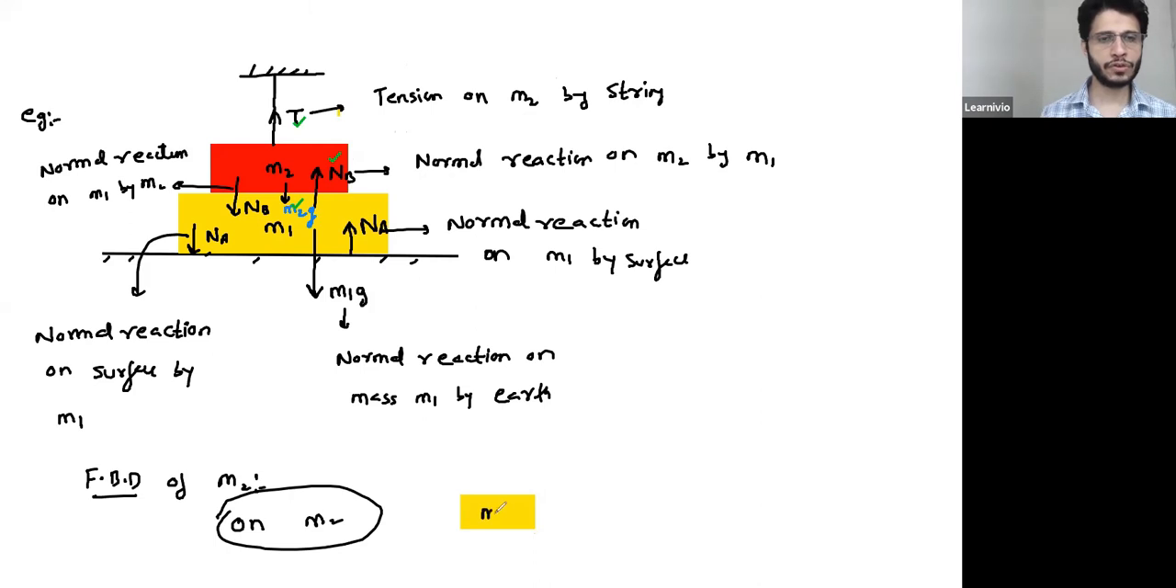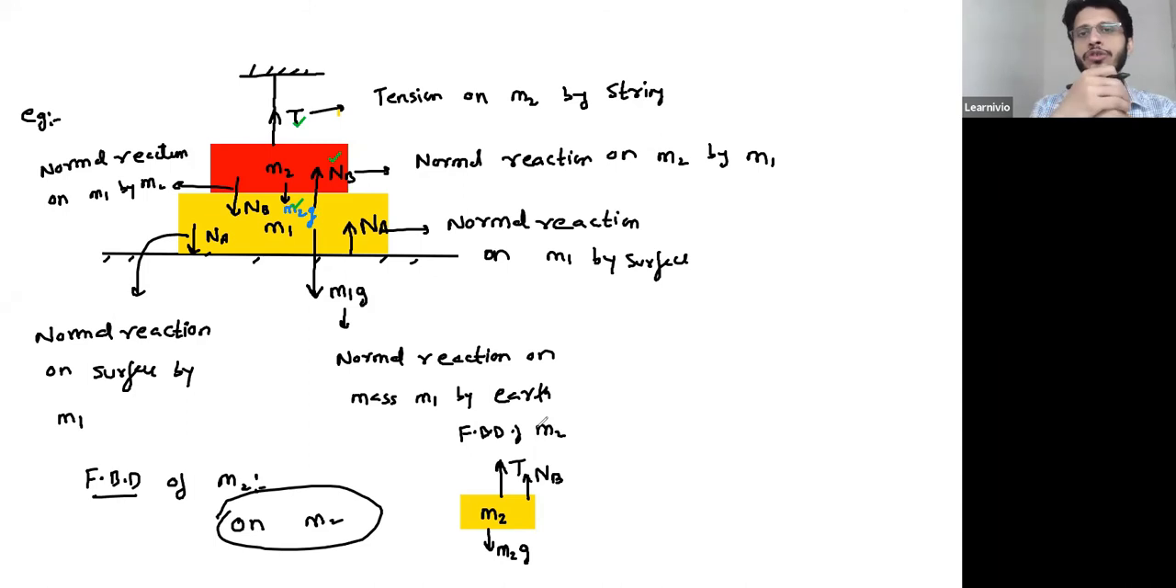So this is your M2. Tension T is acting on M2 in upwards direction. M2G is acting in downwards direction. This is FBD of M2. So these are basically the forces which are acting on M2.